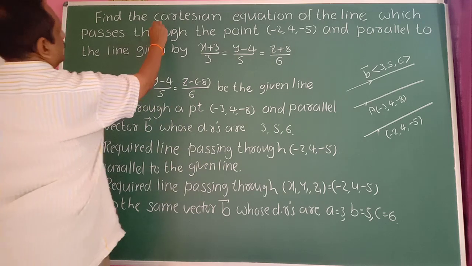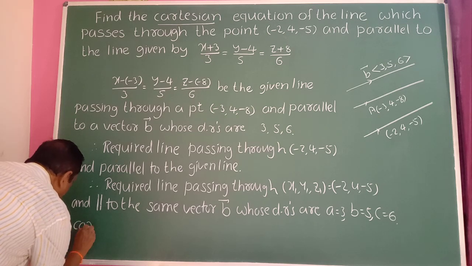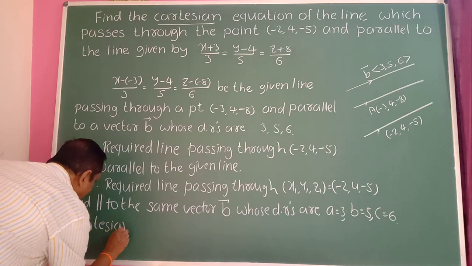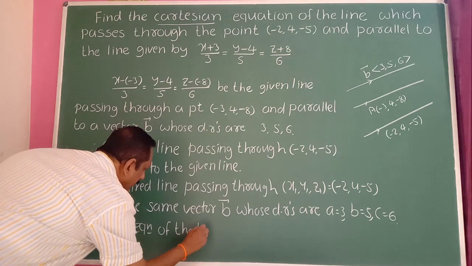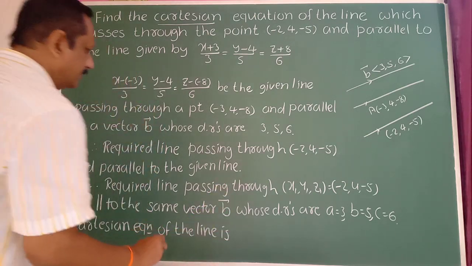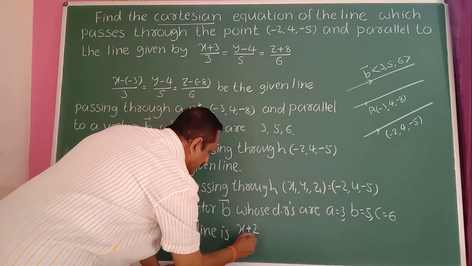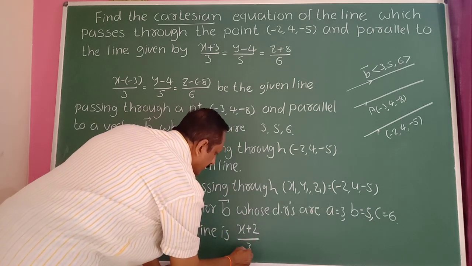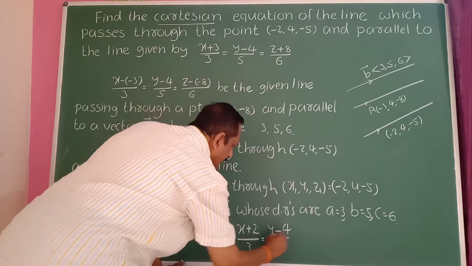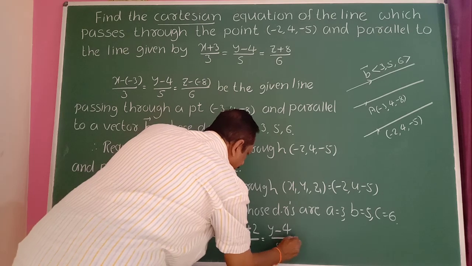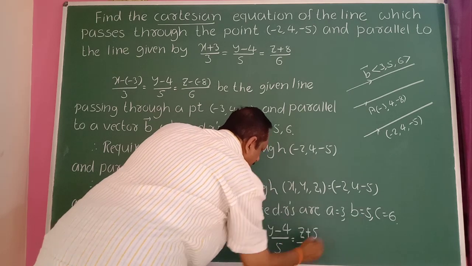So here we want a Cartesian equation. Therefore, the Cartesian equation of the line is x minus x1, which is -2, minus of minus becomes +2, divided by a value 3, that is equal to y minus y1, which is 4, divided by 5, the b value, is equal to z minus z1, which is -5, minus of minus +5 divided by 6.